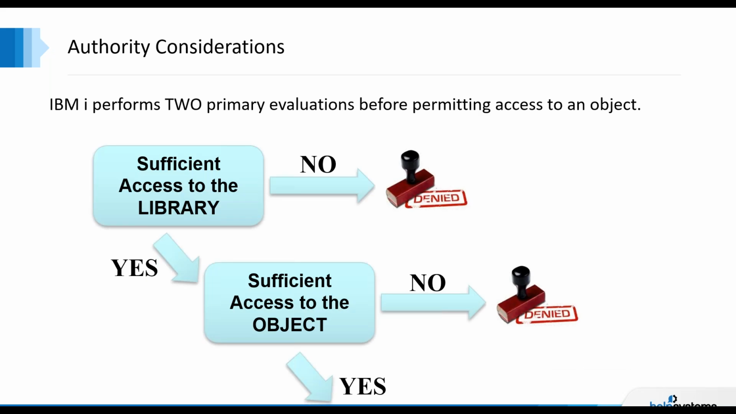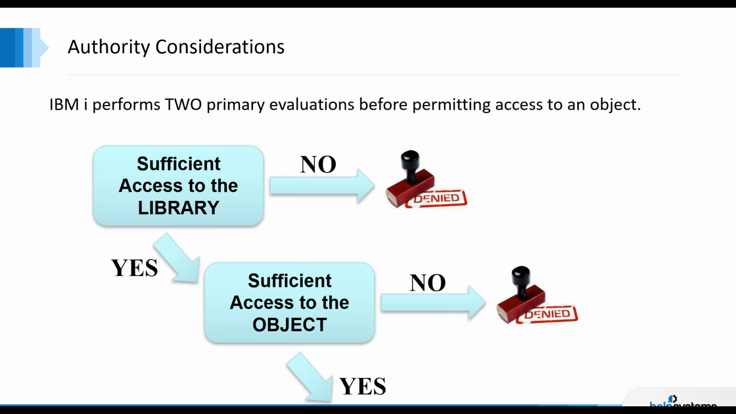Another concept that's very important to understand and can be your best friend, quite honestly, is the fact that the operating system performs 2 primary passes before it grants a user access to an object. The first level is at the library level. So I'm sure most of you understand the concept. A library is a container that houses objects. You have to have permission to the library before you have any chance of accessing the objects inside.